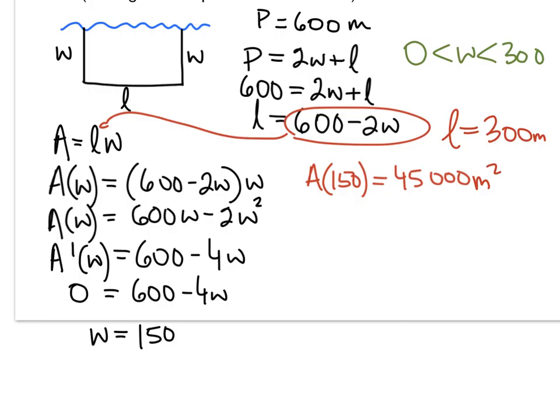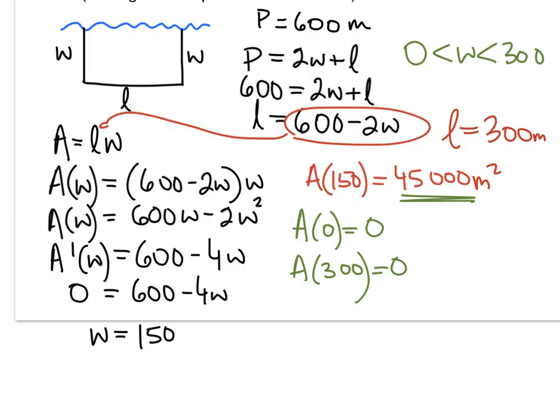So let's check those endpoints. In the case of 0, you're just going to get 0 times 300, which is 0. And in the case of 300, you're going to get the same thing, 300 times 0, and that's also 0. So obviously our maximum amount is going to be 45,000.